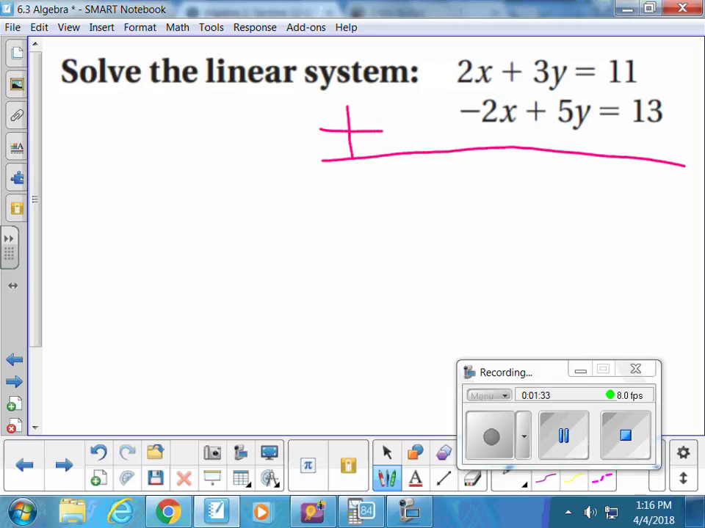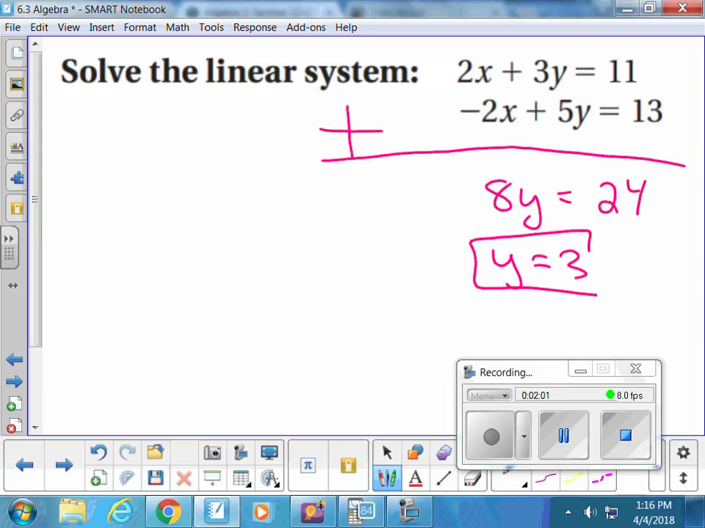We're going to add straight down, combining our like terms. What is 2x plus negative 2x? Nothing. That's the variable that just got eliminated. The x's are gone, which is awesome. What is 3y plus 5y? Yep. And what is 11 plus 13? 24. So that gives us an equation with only one variable in it that we can go ahead and solve. So divide by 8. It looks like y would be 3. Okay, so we just got half of our answer.